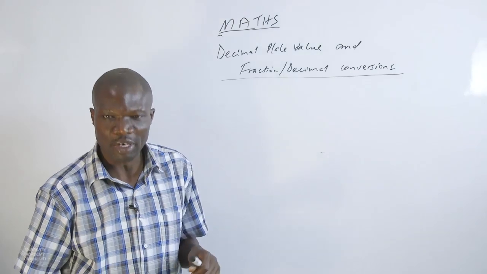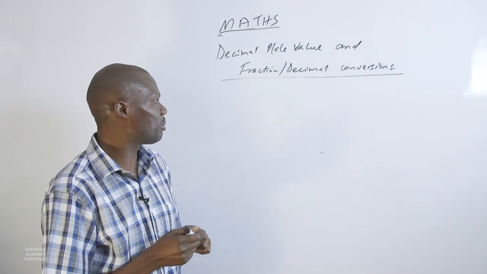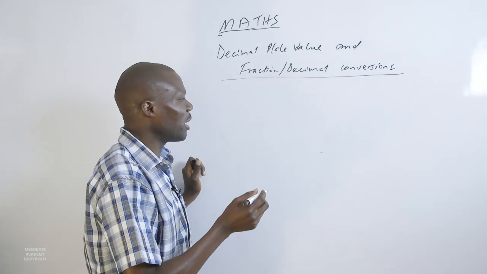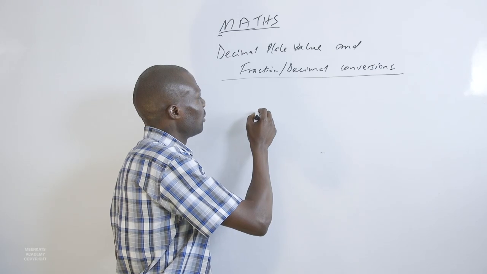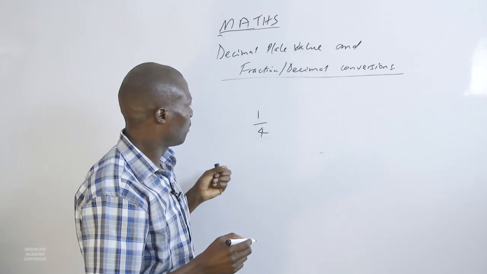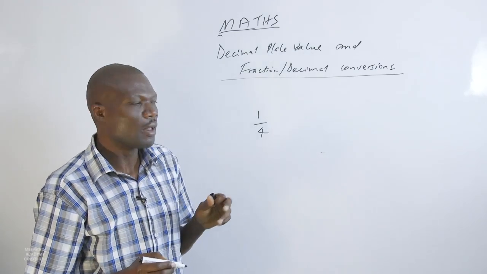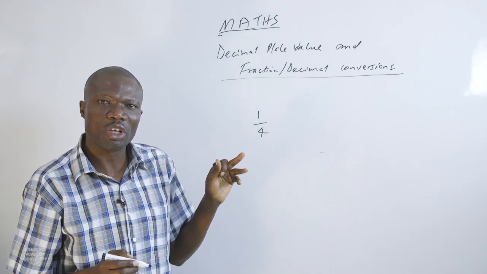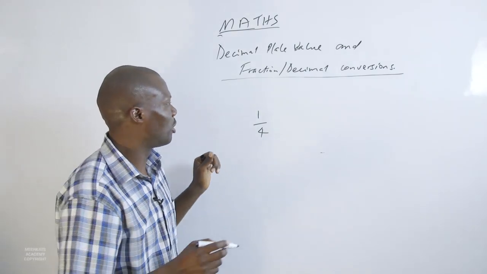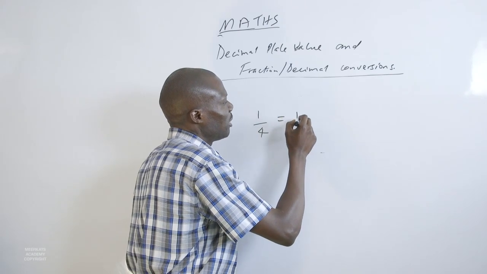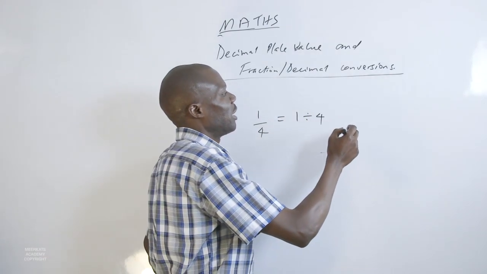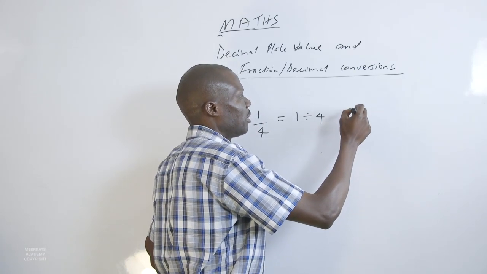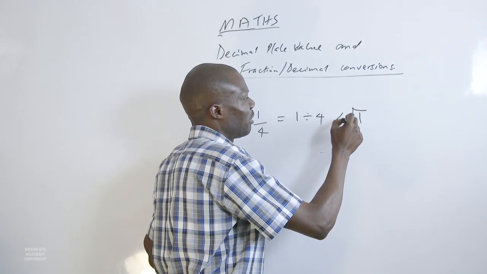And I'll take, for example, a simple one. If you are asked to convert 1 over 4, we have to convert 1 over 4 into a decimal. So this is the same as 1 divided by 4, which can be written as 1 divided by 4.